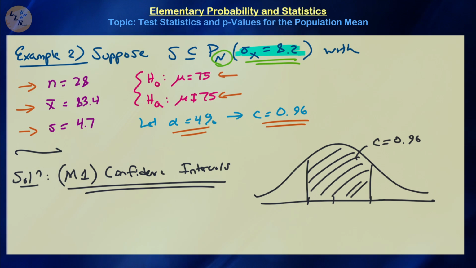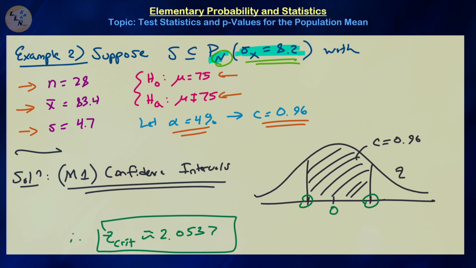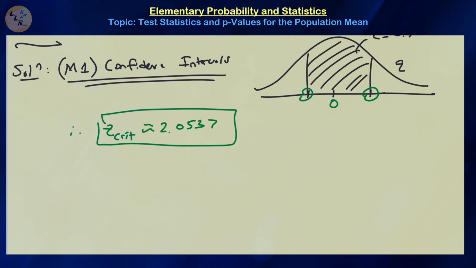Since sigma is given and we're sampling from a normally distributed population, that means this is going to be a Z distribution. One can find these critical points where this middle number is equal to 0, the Z critical value. One can find that the Z critical value is going to be approximately equal to 2.0537. Keep in mind this is not just used for confidence intervals, but also test statistics and p-values as well. So this number is going to be used for all three.